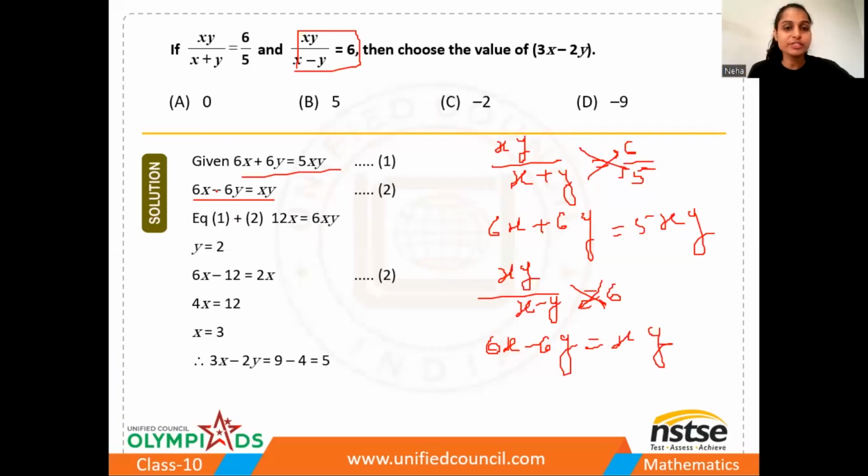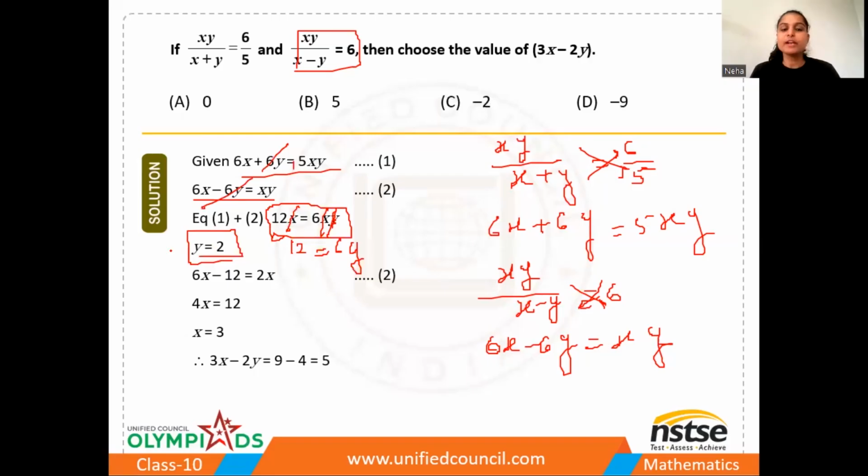Now we have two equations and two variables. I can solve it very easily, right? So just add both the equations. The 6y terms will get cancelled out. 6 plus 6 is 12x is equal to 5xy plus xy, which is 6xy. That means x and x will get cancelled out here. So I can say that 12 is equal to 6y. That means y is equal to 2 here. Right. Now I have the value of y.